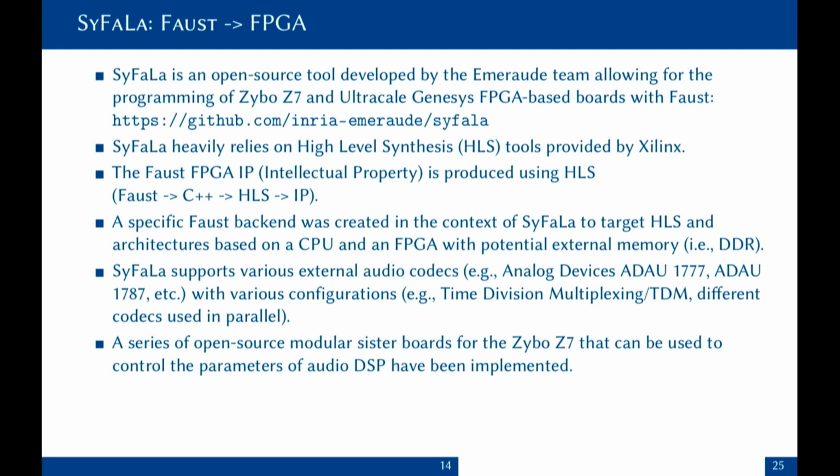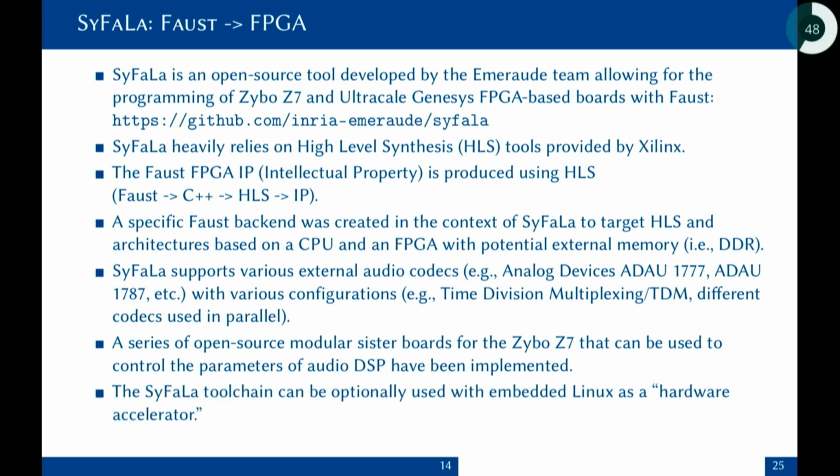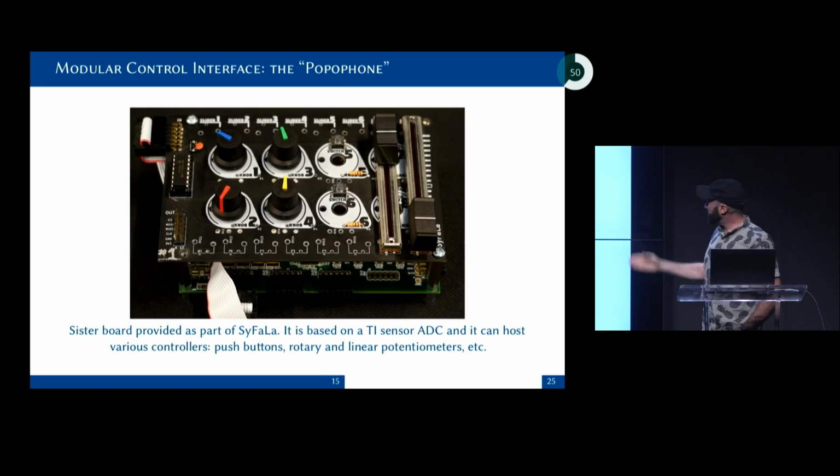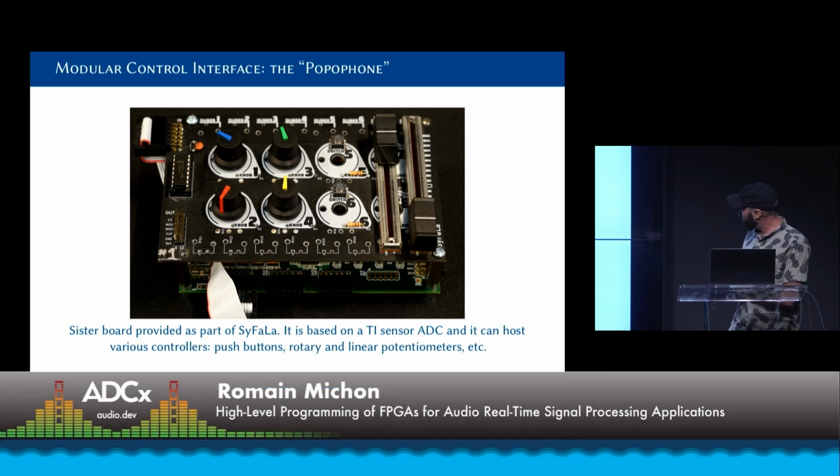A series of open source modular sister boards have been designed for this, and finally, the SyFaLa toolchain can optionally be used now with Linux. It means that you can actually use this as a hardware accelerator, so you can run Linux on the CPU and process all your audio DSP on the FPGA, and the SyFaLa toolchain is compatible with this. Anyway, this is an example of a sister board that we implemented as part of this in the team, and they basically just go on top of the FPGA.